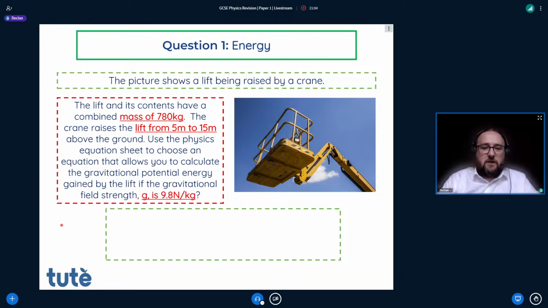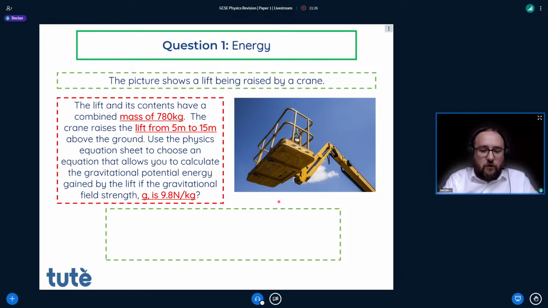So any numbers, just like I said before, so we've got a mass, I've underlined it. We've got a lift, so we know we've got a change in height, and we're going to have to work out our change in height there between 5 and 15. How much is that changed? It's given us 2 heights. We're going to have to make sure we do that. And then we've got our gravitational field strength as well, G.